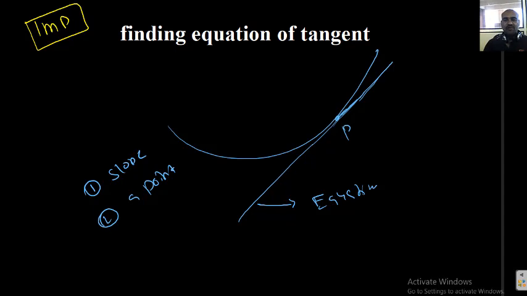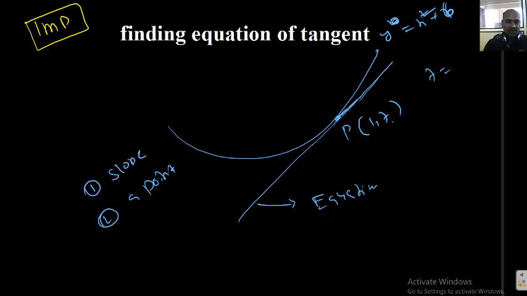Okay. For example, the point P is given as (1, 7), and the curve is given as y equal to x square plus 6. A point P (1, 7) is given on that curve. Through that point, if we can draw a unique tangent, then what is its equation?